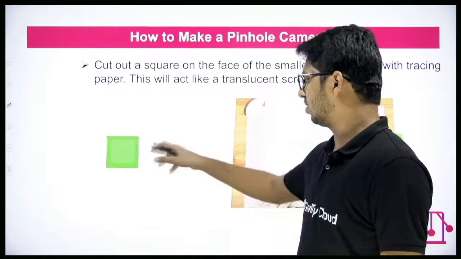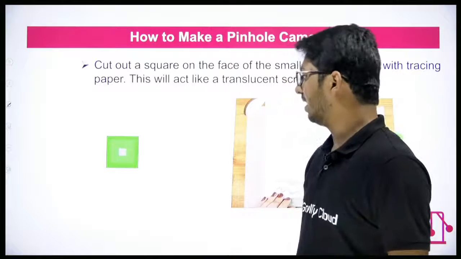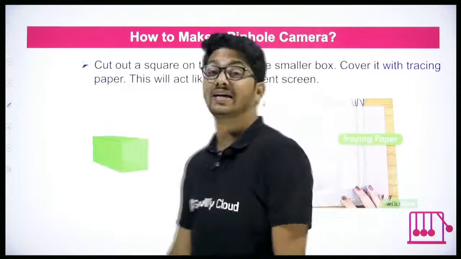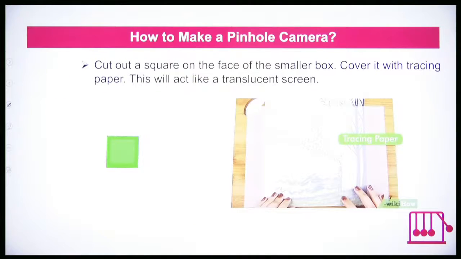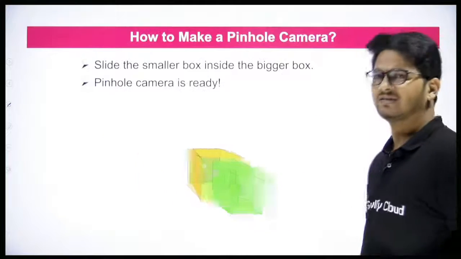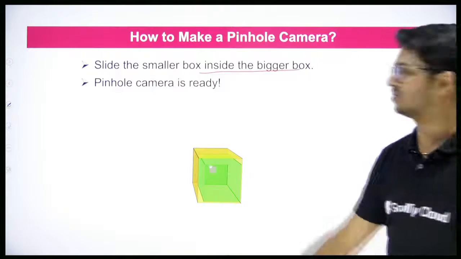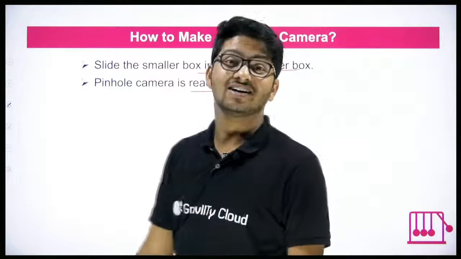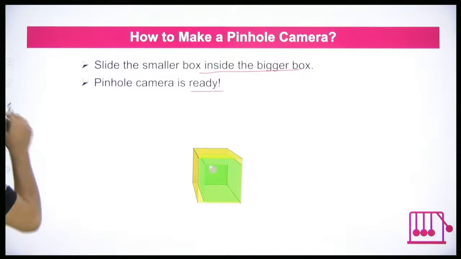Now it started. The closed face. You are making a square shaped hole, a bigger hole, and then on the square shaped hole we place a translucent screen. Good? Then after that, it's very simple. You have to slide the smaller box inside the bigger box, and the pinhole camera is ready. As simple as that.